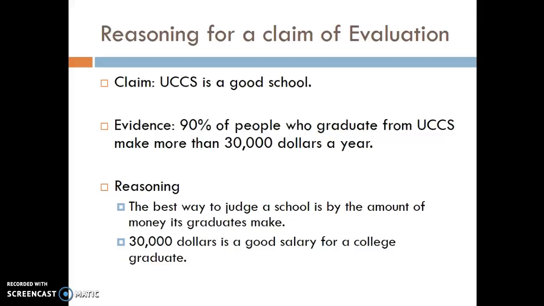So, for instance, we might start with the actual dollar figure. If you've graduated from a university, is $30,000 enough? Is that a reasonable salary for a college graduate? If you don't agree with that, if you think that figure is too low, then you've disagreed with the reasoning of this argument. You haven't denied the actual salary figure that UCCS gave. You haven't disagreed with the evidence they provided. You've disagreed with the reasoning, in that you don't think this evidence proves this claim.